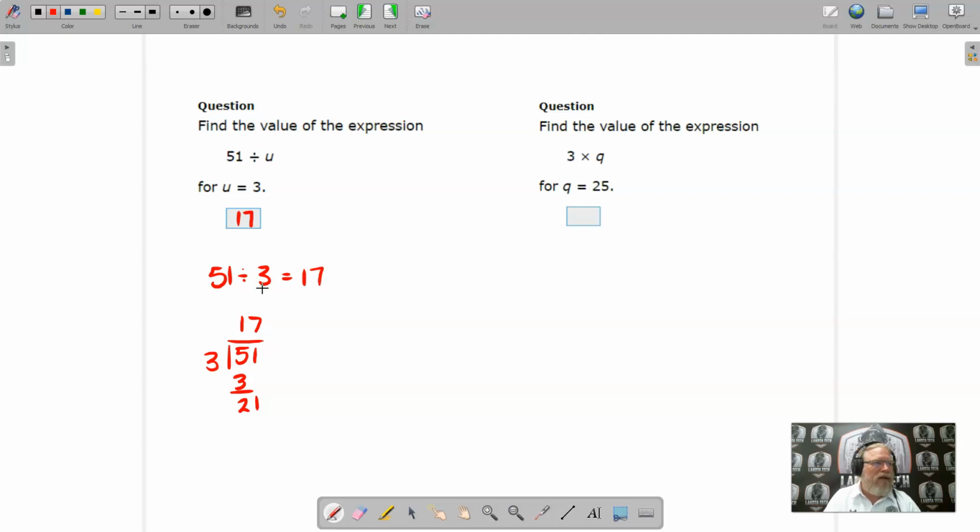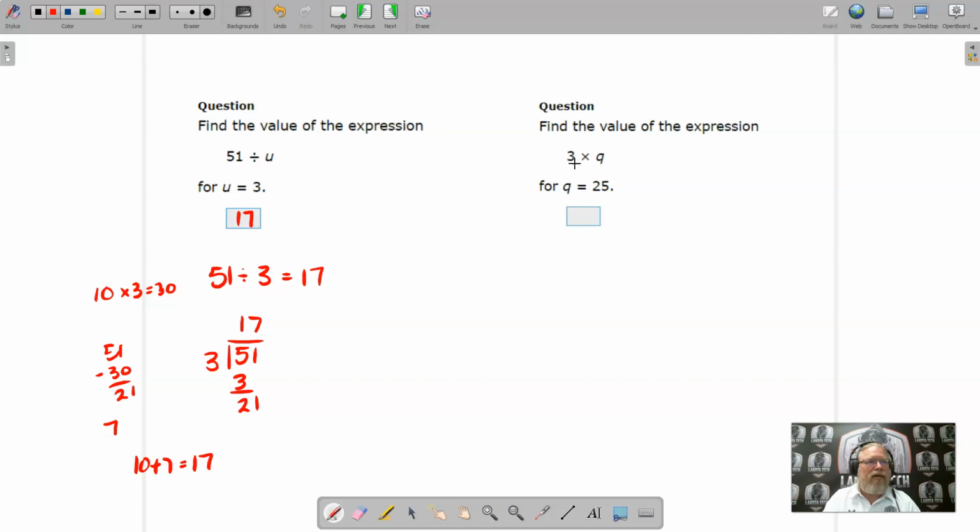I would have done this one mentally. I would have thought 10 threes. 10 times 3 would get me to 30. And then 51 minus 30 would equal 21. So 3 would go into 21 7 times. So I would need 10 plus 7 equals 17. That's how I would do that mentally for mental math on that one.